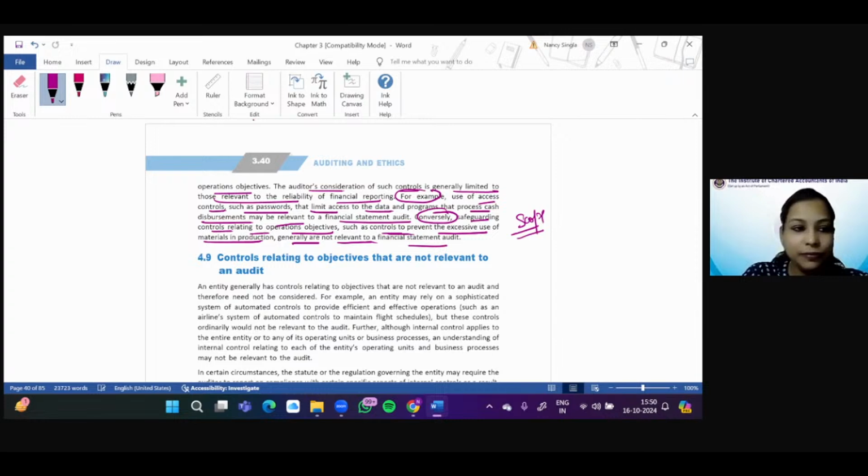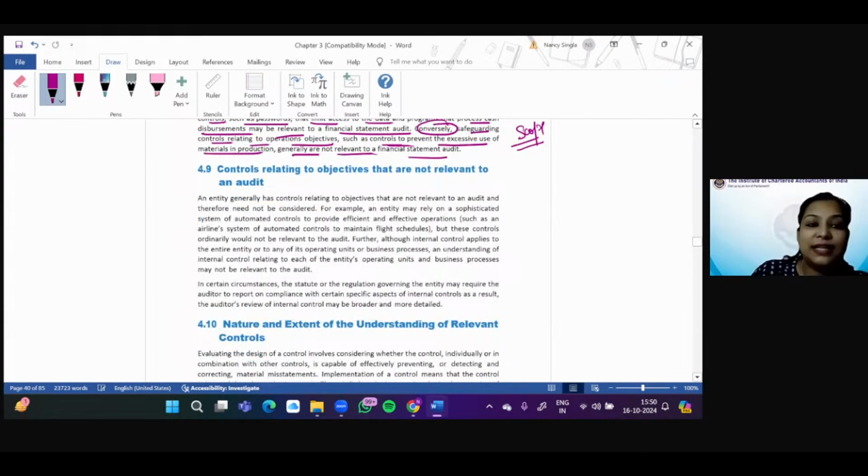Clear? Now, controls relating to objectives that are not relevant to audit. So the last point says that if there are certain controls which relate to objectives that are not relevant to audit, then they are not relevant to audit.